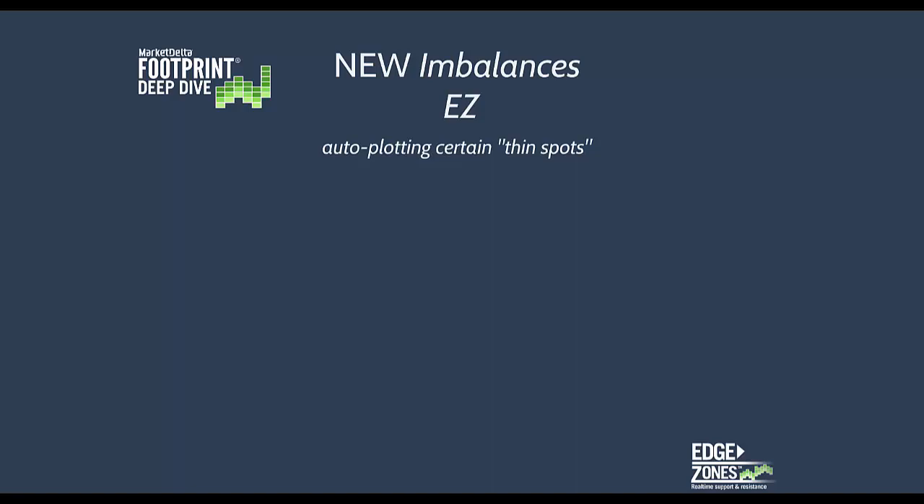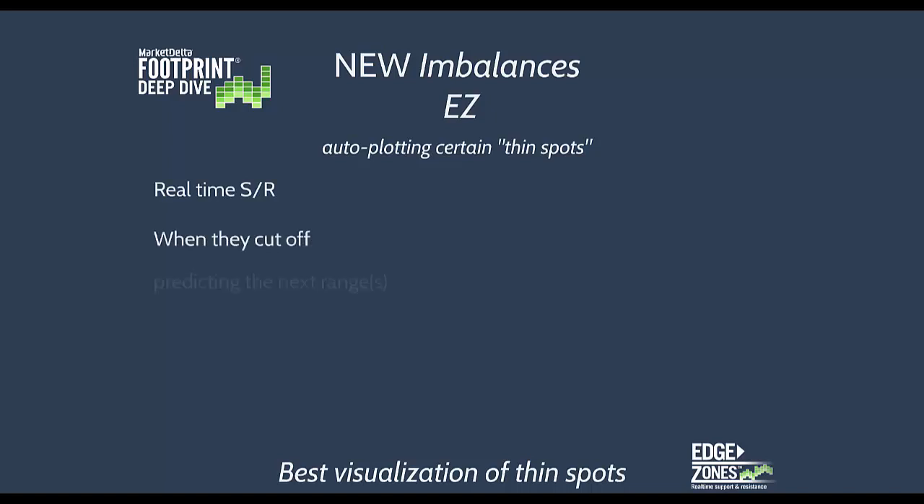So EZ is just the acronym for edge zones. These new imbalances are essentially auto-plotting certain thin spots. Not all of them, but certain ones. Some of the variety of things that we're going to cover, giving you the best visualization of these thin spots, are going to be how it's real-time support resistance, when they cut off and cease to stop working, not necessarily working, but moving across from left to right, predicting the next ranges, how it's going to help you tell where the next consolidations might be.